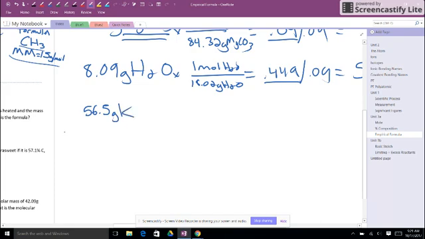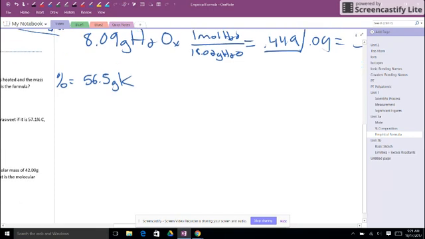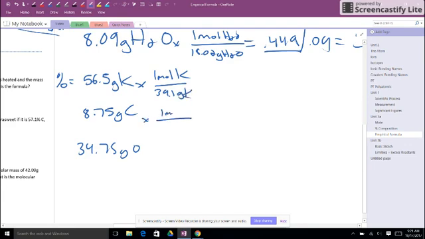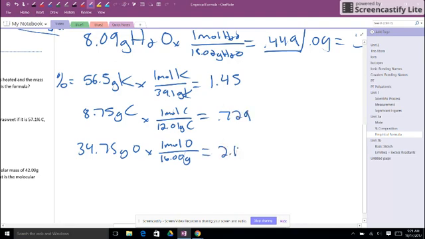watch. So since we have percentages, let's turn the percentage into a grams out of 100. So let's just say we have 56.5 grams of potassium, 8.75 grams of carbon, and 34.75 grams of oxygen. Let's turn all of these into moles. So 1 mole of potassium is 39.1 grams. 1 mole of carbon is 12.01 grams. And 1 mole of oxygen is 16.00 grams. So we get about 1.45 here, we get about 0.729 here, and we get about 2.17 here.